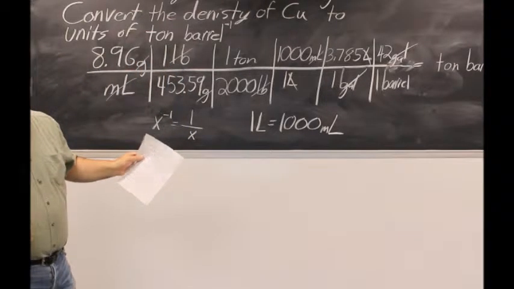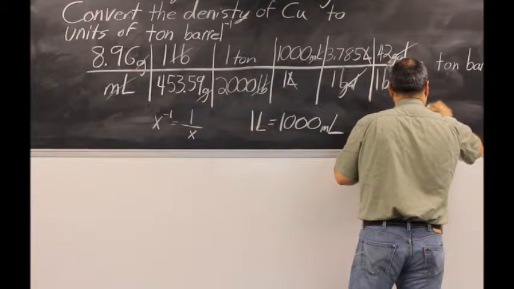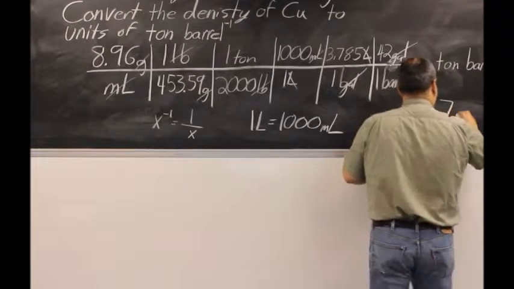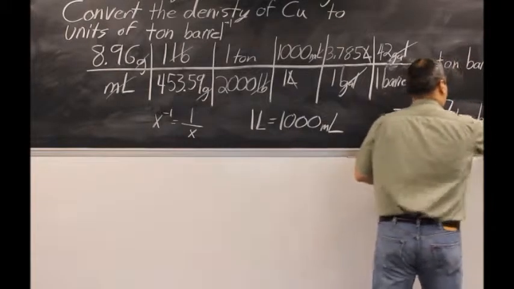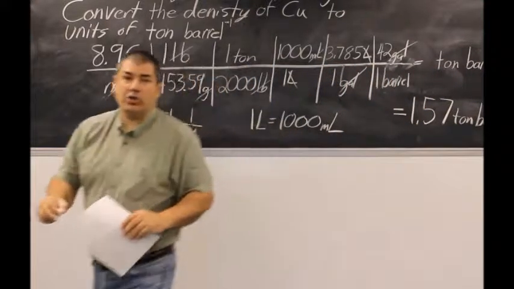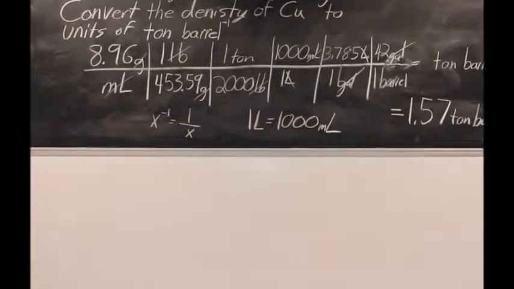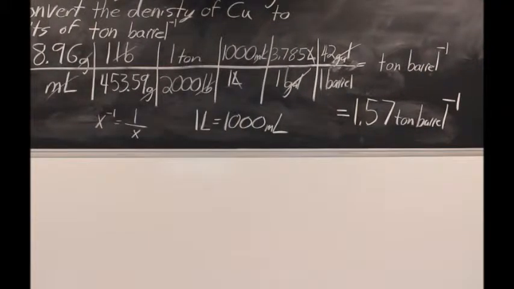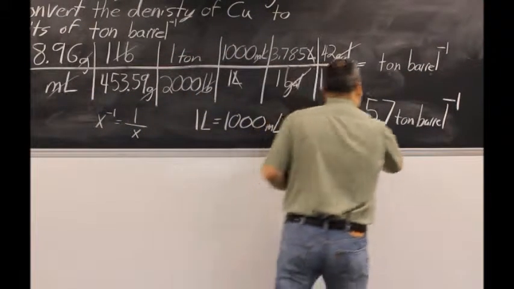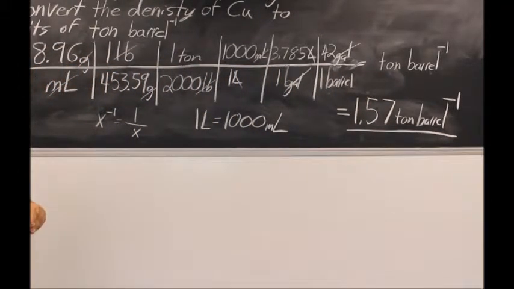Now you pick up your calculator and do the math. And when you do that, you'll end up with 1.57 tons per barrel. So 1.57 tons per barrel would be my final answer for this.